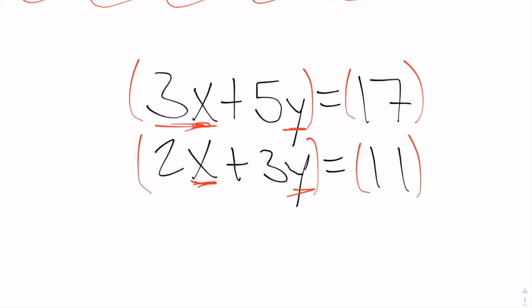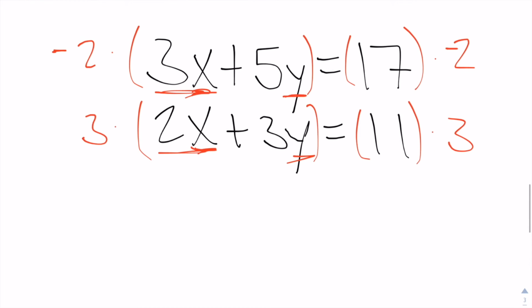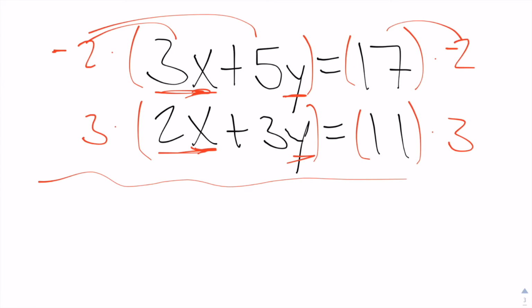Since we're working with these numbers here, I'm going to multiply the top one by 2, the bottom one by 3. But here's the trick. Remember that one of them needs to be negative in order for them to cancel. So I'm going to go ahead and just make the 2 negative. Okay, and we're going to see if this will work. So one at a time, distribute.